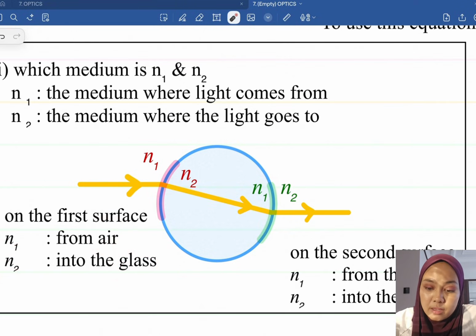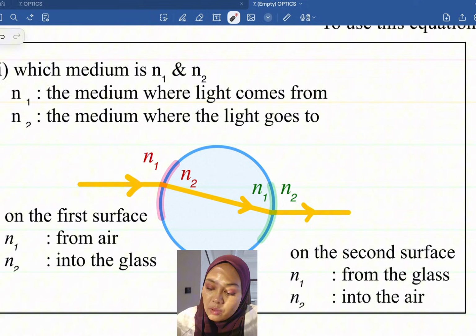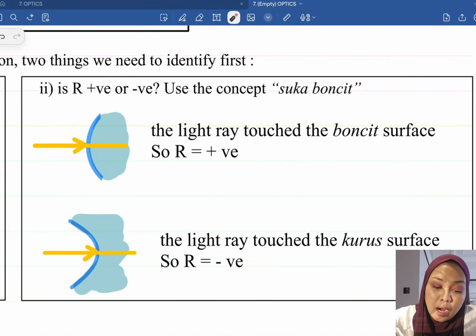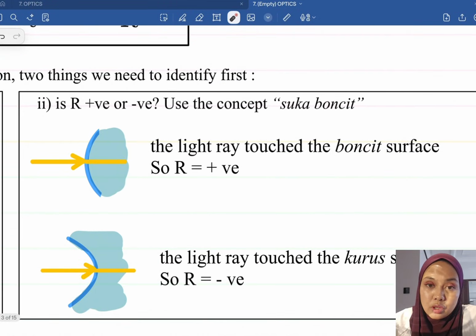Now, on the second surface, the light rays are hitting the surface where they are coming from the glass and trying to get out from this glass into the air. So this time on the second surface, n1 is the glass and n2 is the air. Now let's go to the R. Before we can use the equation, we need to know whether the R is positive or negative.